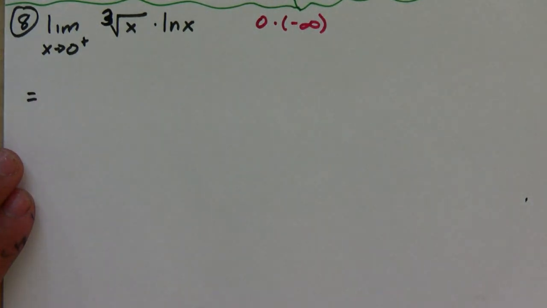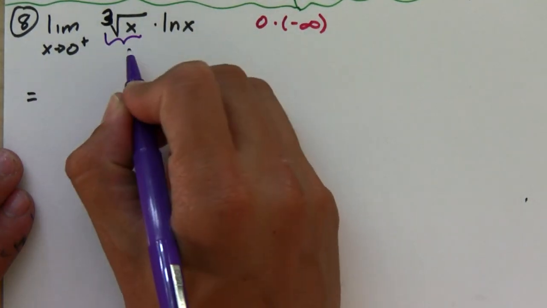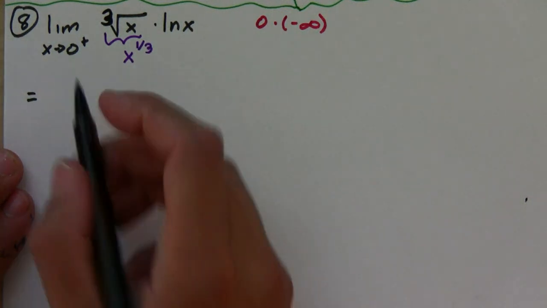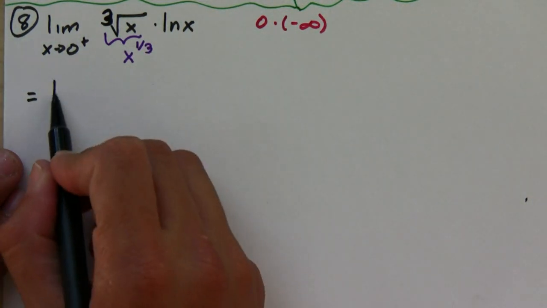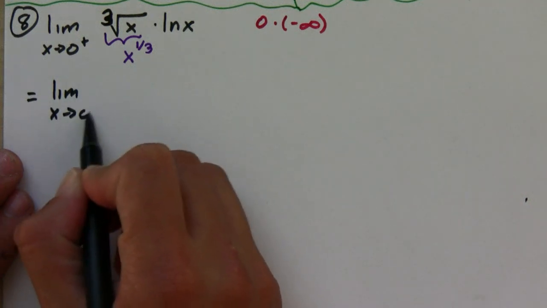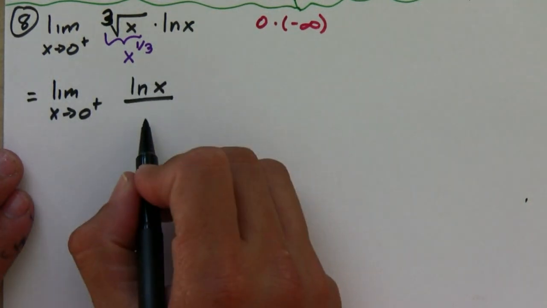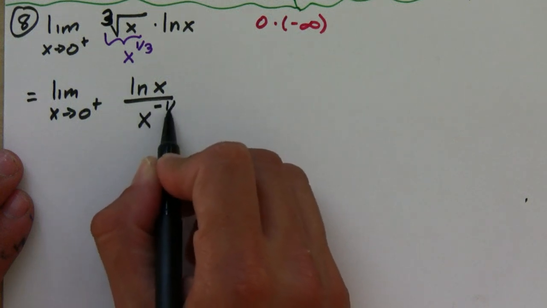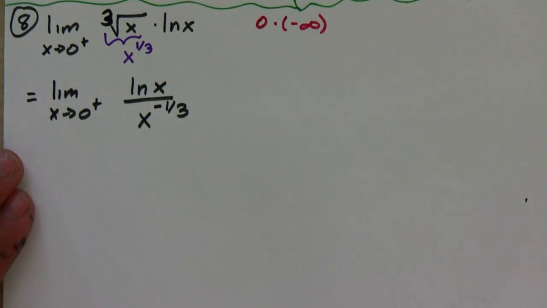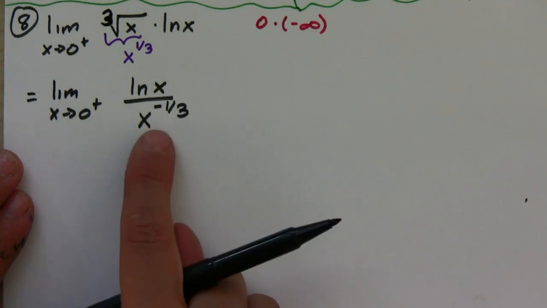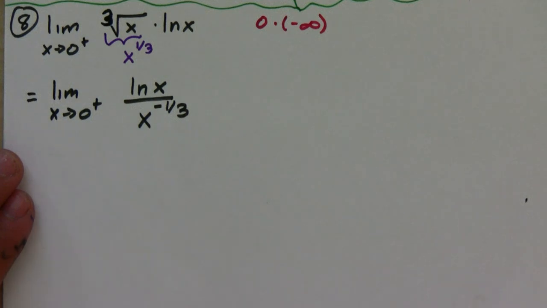So why don't I write this cube root of x, remember this is x to the 1/3. So I'm going to bring this one down. What I'm going to have is the limit as x goes to 0 from the right. I'm going to leave natural log of x there, and then I'm going to bring x to the negative 1/3 down. If you want, you can write it as 1 over x to the 1/3 as well, but since we're getting the derivative, I might as well just leave it as a negative exponent, because it makes the derivative easier to find.